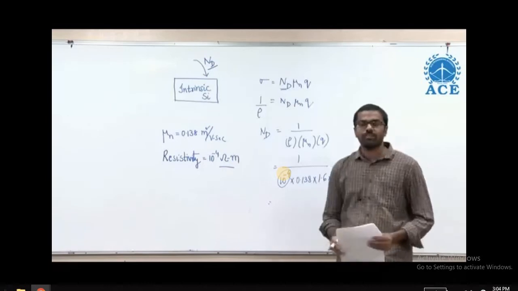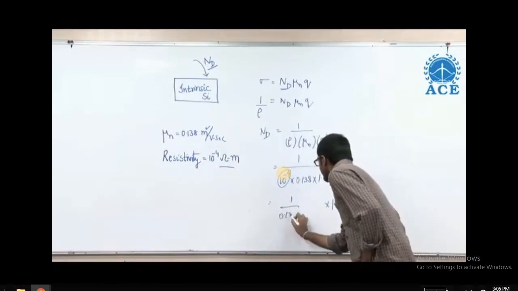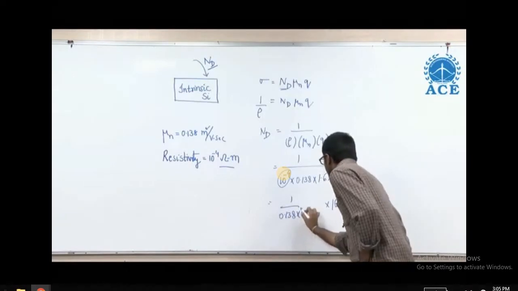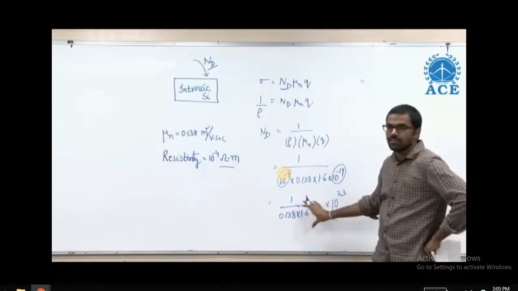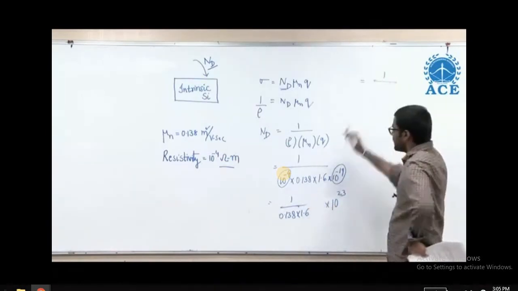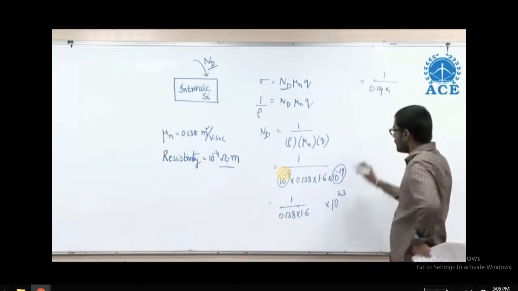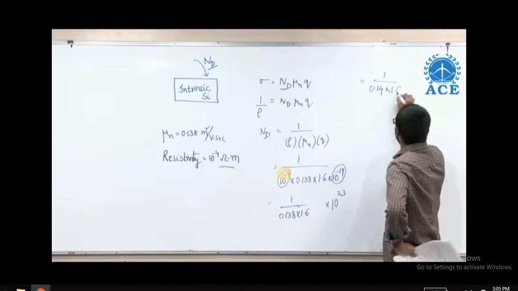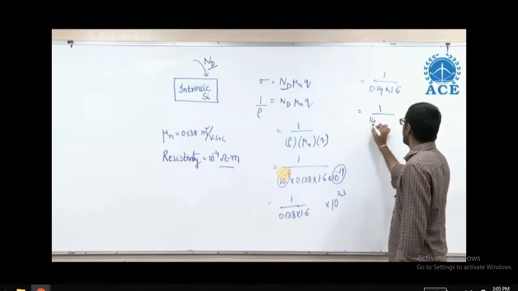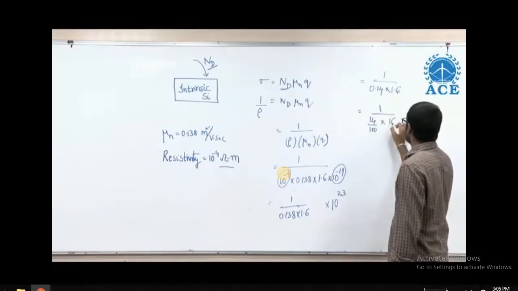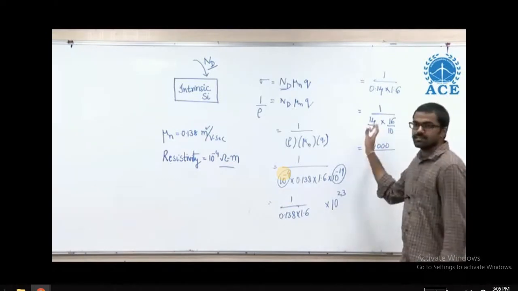Again, as we are not provided with a calculator in our exam, we have to find the value of 1 by 0.138 into 1.6. Now, let me show you how to find such kind of values in your exam. Let me approximate 0.138 as 0.14 into 1.6. So we can write 0.14 as 14 by 100 into 1.6 as 16 by 10. It is nothing but 1000 by 14 into 16, which is 224.